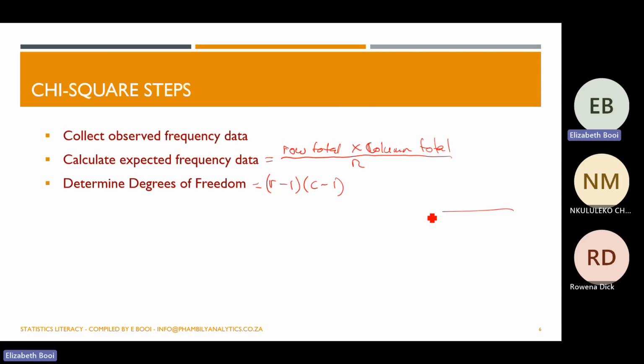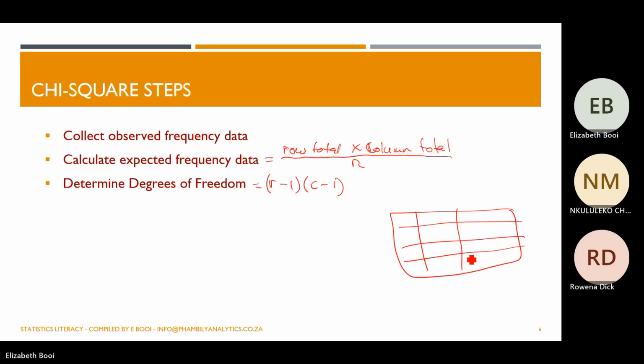If I have a contingency table with the totals, column 1, column 2, and row 1 and row 2, I've got 2 rows, so I will say 2 minus 1, and I've got 2 columns, and I will say 2 minus 1. And that's how you will do your row total minus your column total.